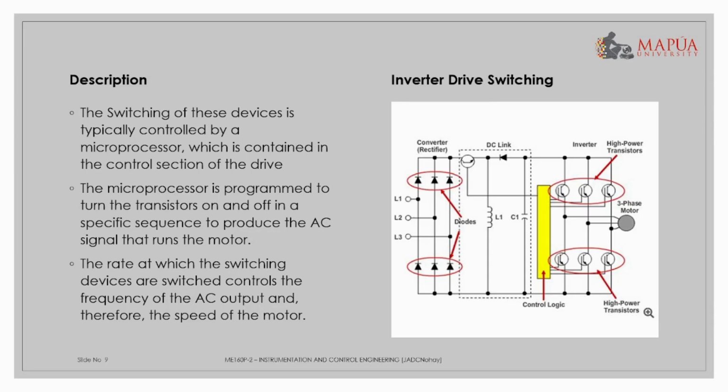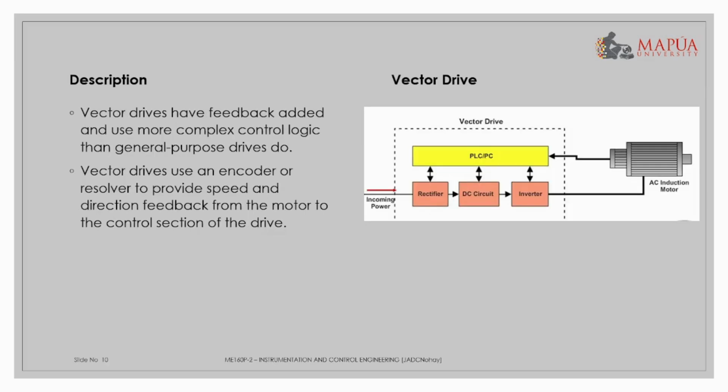Inverter drive switching. The switching of these devices is typically controlled by a microprocessor, which is contained in the control section of the drive. The microprocessor is programmed to turn the transistors on and off in a specific sequence to produce the AC signal that runs the motor. The rate at which the switching devices are switched controls the frequency of the AC output and therefore the speed of the motor.